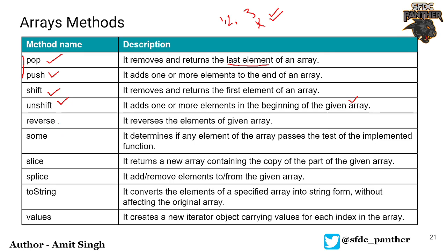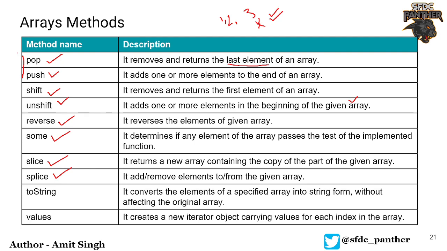Then we have the reverse method, which is going to reverse the order of the elements inside a given array. We have already talked about some, which checks a particular condition. If at least one element inside the array satisfies the condition, it returns true, otherwise false. Slice is going to return a completely new array based on the range that we have provided. We will see here how we can use that. Splice is used to add or remove array elements at a particular given index.